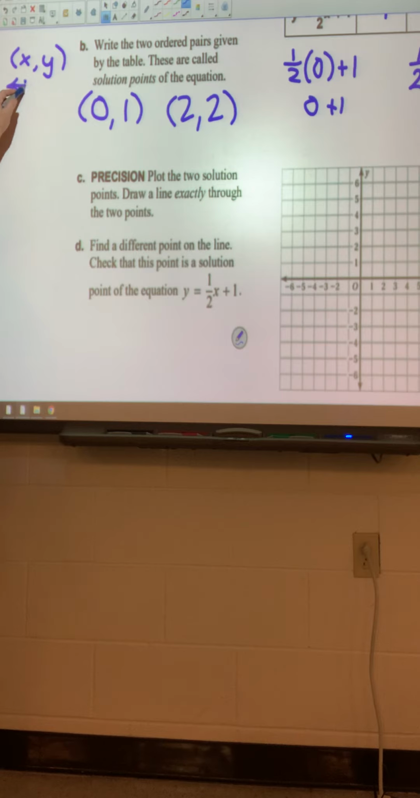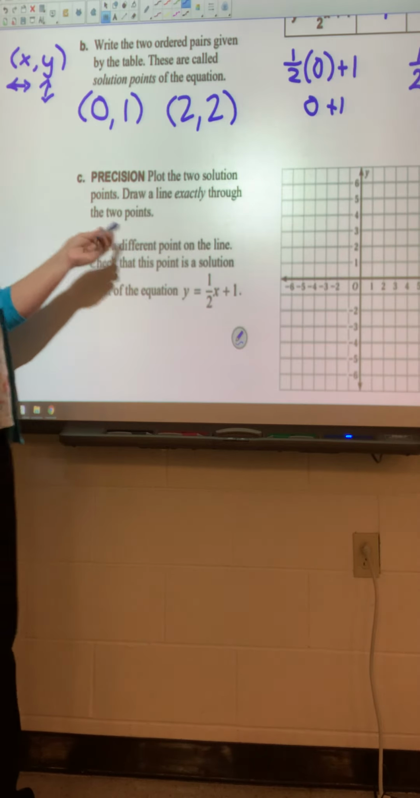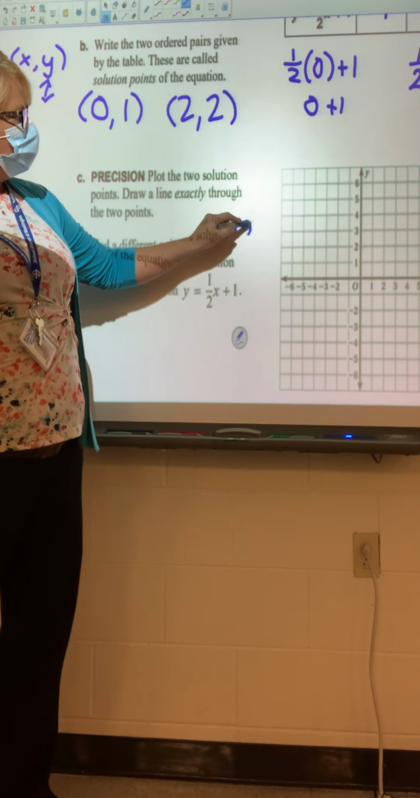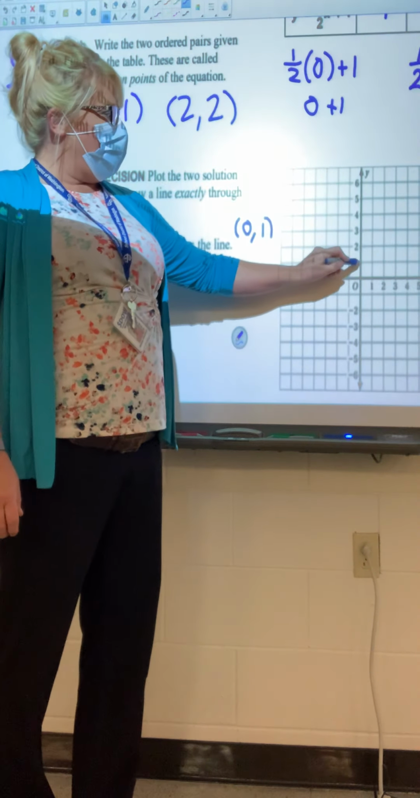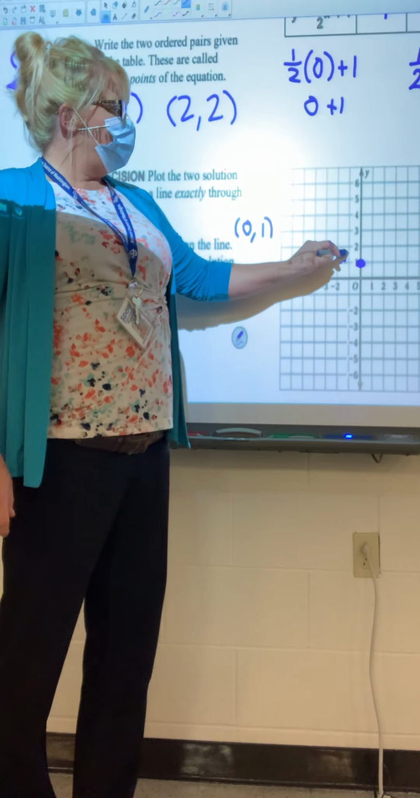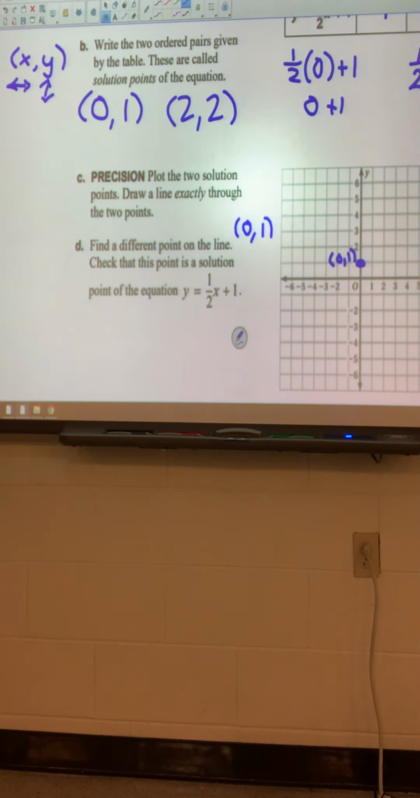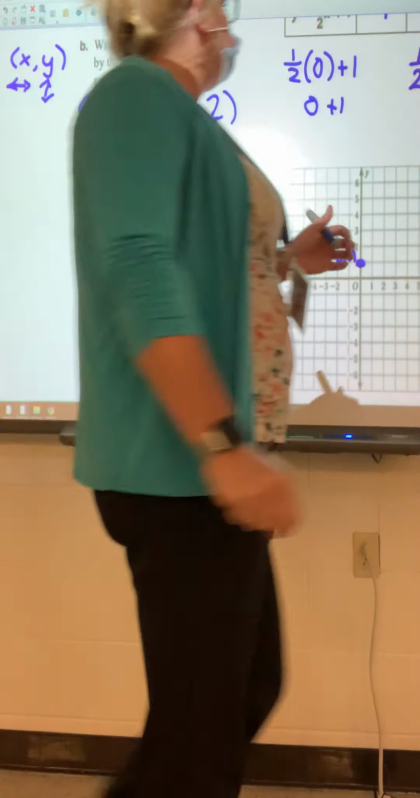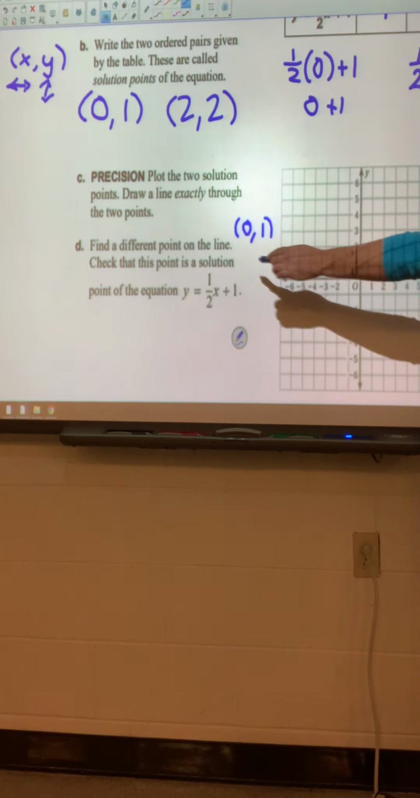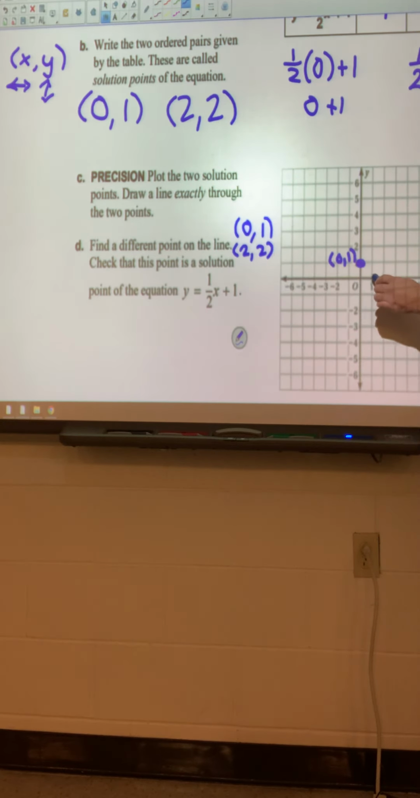So when you're graphing, remember you go left and right, then up and down. So we're going to graph 0, 1. We go over 0 and up to positive 1. You don't have to label it if you don't want. You guys remember how to graph? Go over and then up or down. Then the next one is over 2, up 2. So 2, 2. We're going to draw a line exactly through these 2 points.